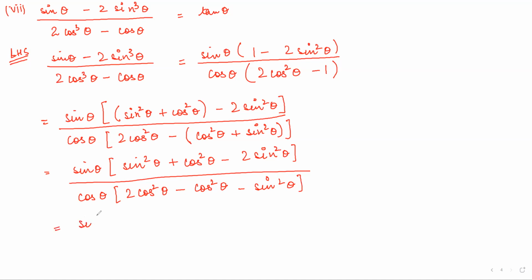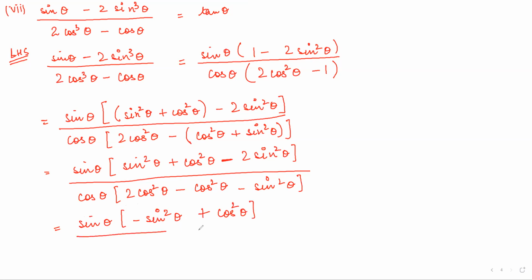Now just subtract. So sine theta into, now you have sine square theta minus 2 sine square theta. So 1 minus 2, how much? Minus 1, right? 2 is greater, so minus 1. So you get minus of sine square theta, and then plus cos square theta.